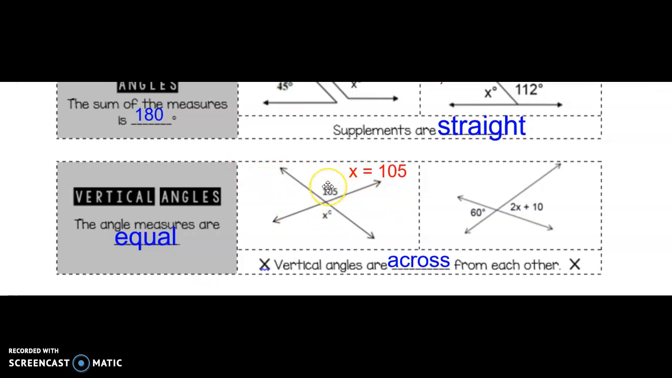So x equals, directly across from it, the 105. They're non-adjacent. Vertical angles can never be next to each other because they are across from each other. So this angle and this angle over here are vertical angles. We have 60 and 2x plus 10. 60 equals this angle here, 2x plus 10. And here we see some solving. If we were to solve for x, we have a two-step equation.